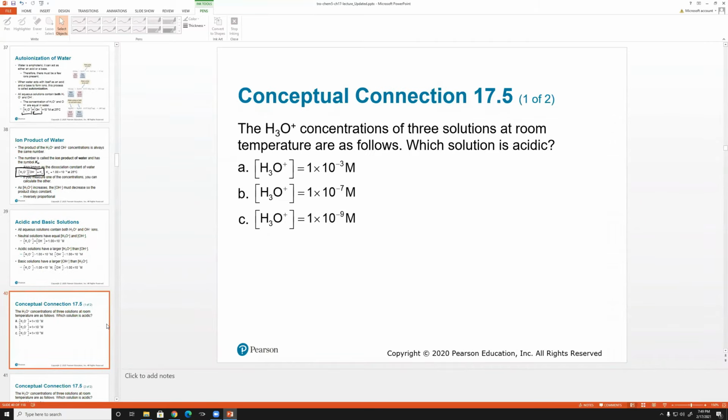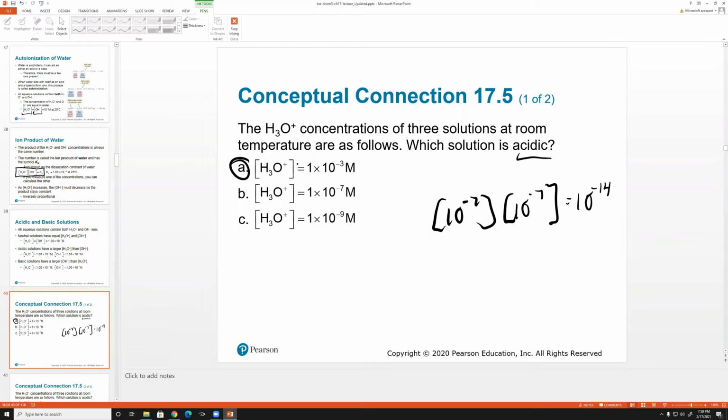All right, so which one is acidic? So remember, the neutral environment is 10 to the negative 7 times 10 to the negative 7, where they're equal, equals 10 to the negative 14. So in which case is it acidic? A, yes. Nice save. But maybe I did say basic on accident. I don't know, but acidic. Okay, good job.